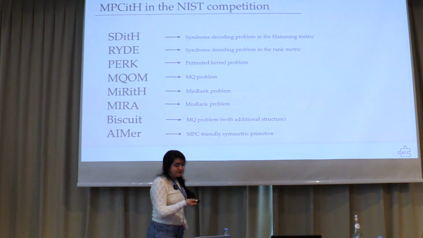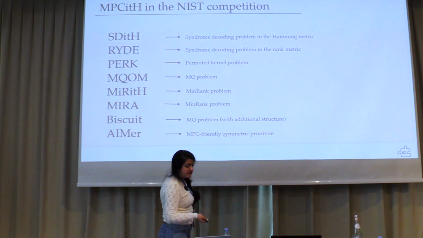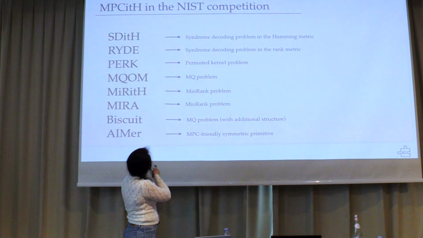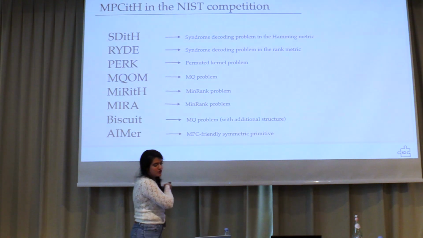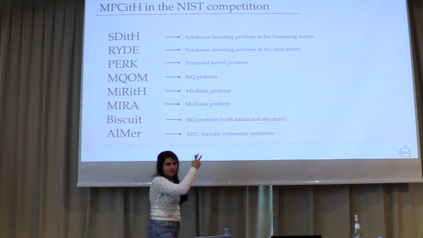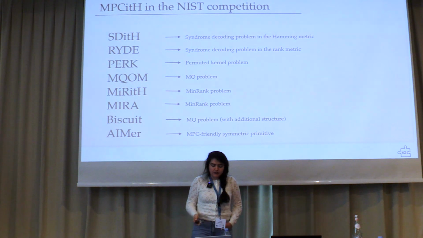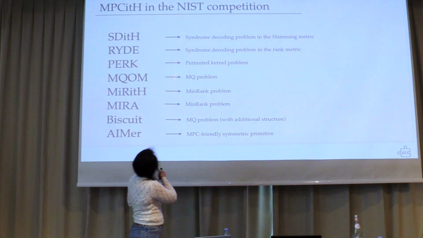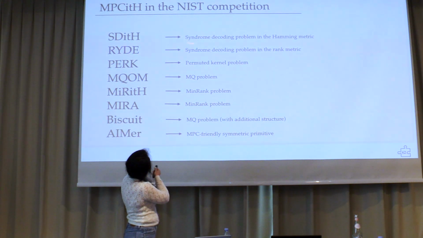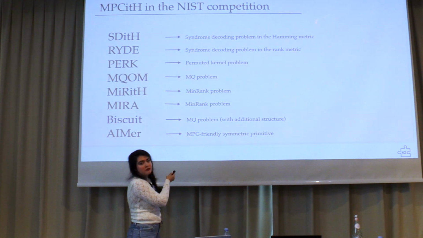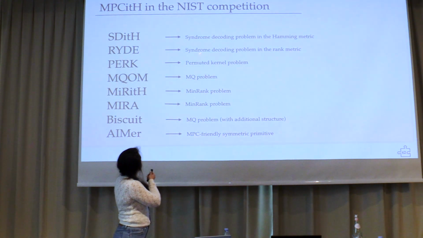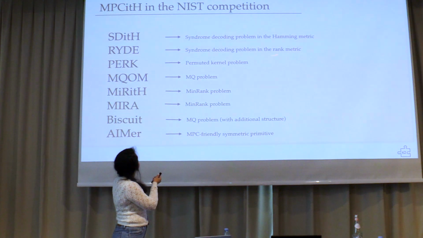So in the NIST competition, we had a lot of these schemes. If you look at the website, it's only these 3, 4, 7 that were categorized as MPC in the head. But then you have AIMER, which was categorized as symmetric, but is also MPC in the head. And they are based on different problems. The one that I told you about today was this first one, is the in the head, that is based on the syndrome decoding problem in the Hamming metric. So what we saw as an example. Then you have also syndrome decoding problem in the rank metric.